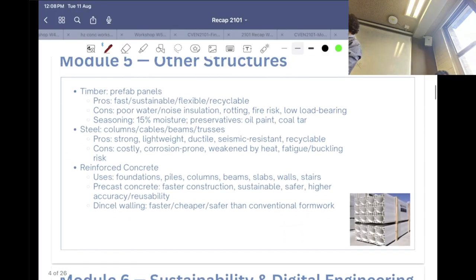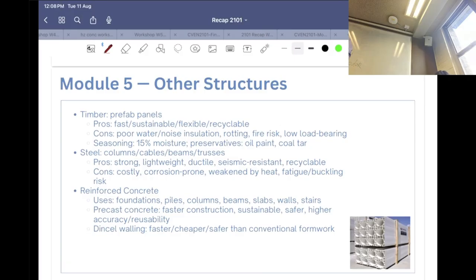Some other structures we have, as mentioned before, are timber, steel, and reinforced concrete. So with timber, the best part about it is it's fast, sustainable, flexible, and recyclable. However, it does have many cons. So very poor water and noise insulation, it rots, it has a very high fire risk, and low load bearing. There are some ways we can improve our timber, so seasoning, 50% moisture, preservatives, oil paint, and stuff like that.